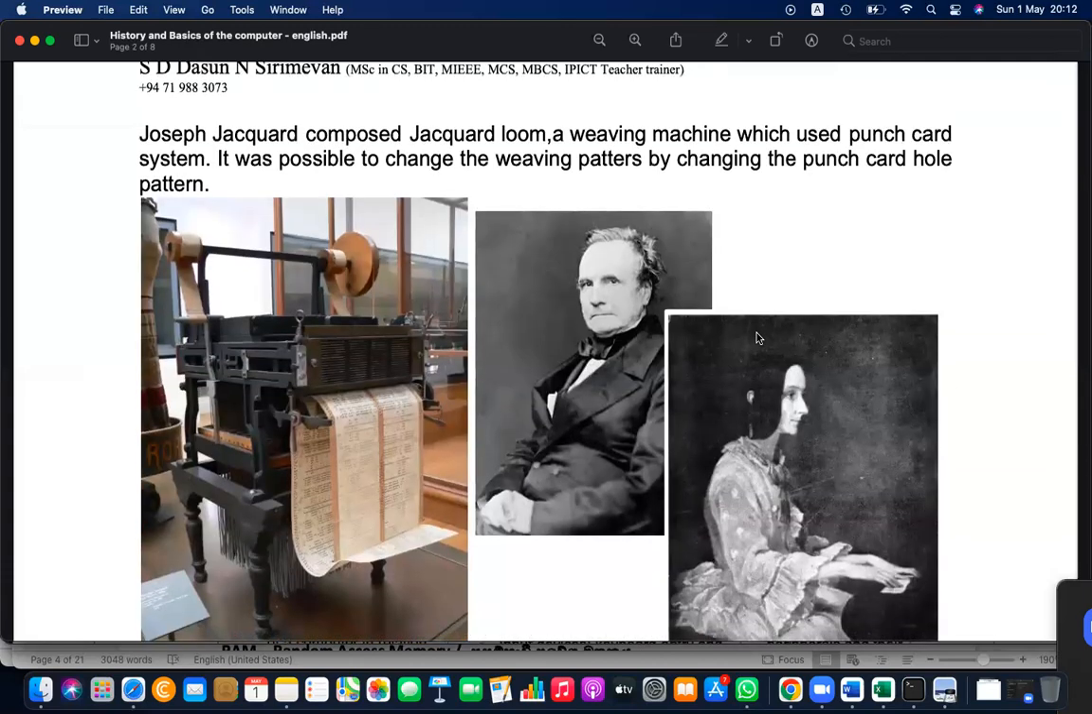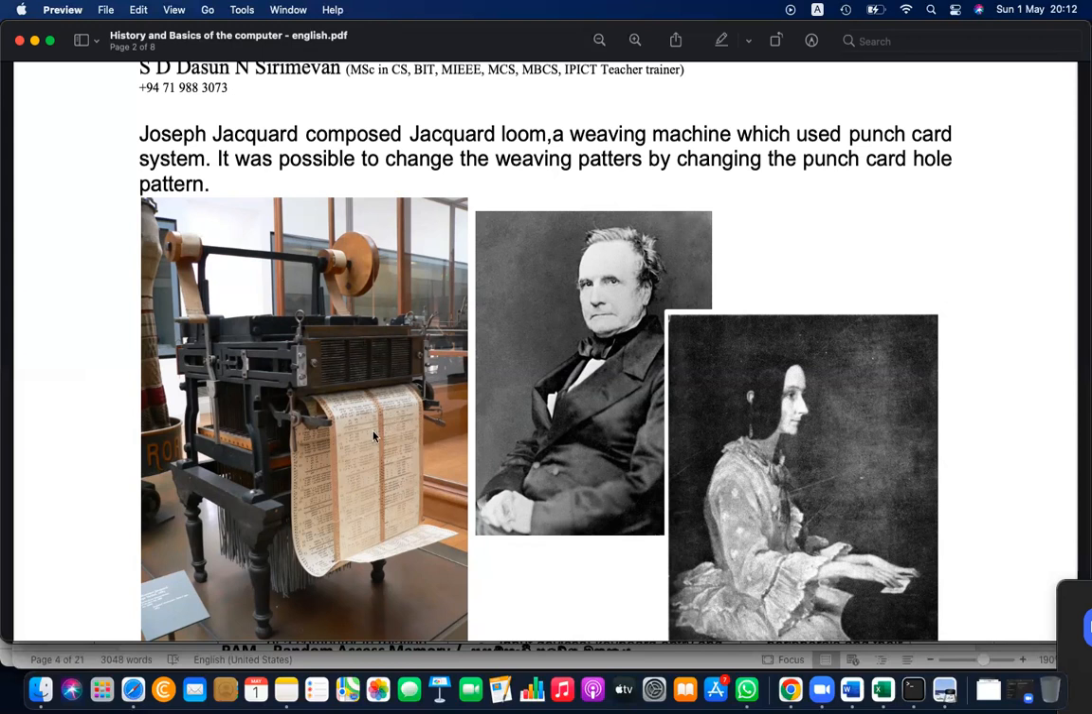Then another invention, that is Jacquard Loom. Jacquard Loom is not a computer, but it is a weaving machine. But this weaving machine was kind of programmable. We cannot actually call that a programmable machine, but it was possible to feed data using punch cards. And what is fed, what is given, is the pattern.